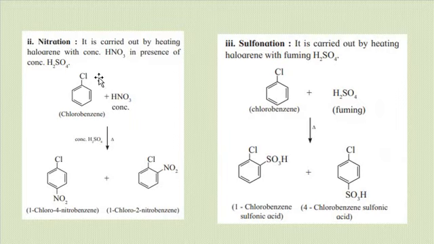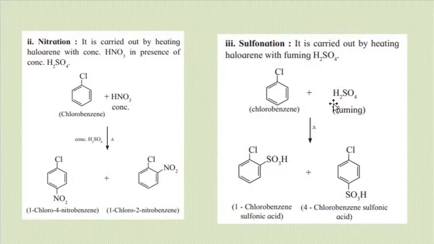If you talk about nitration, what would happen? Chlorobenzene would be heated with concentrated nitric acid along with concentrated sulfuric acid to give you 1-chloro-4-nitrobenzene, and ortho-nitrochlorobenzene will also be formed, but the para product would be more.